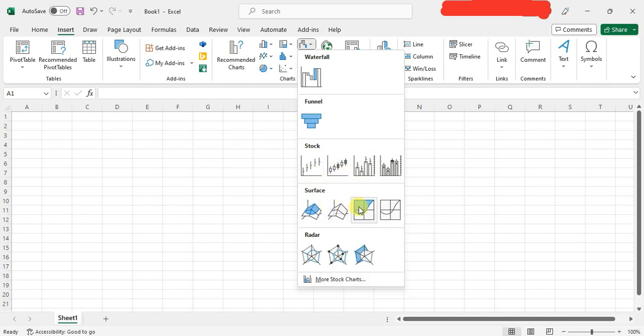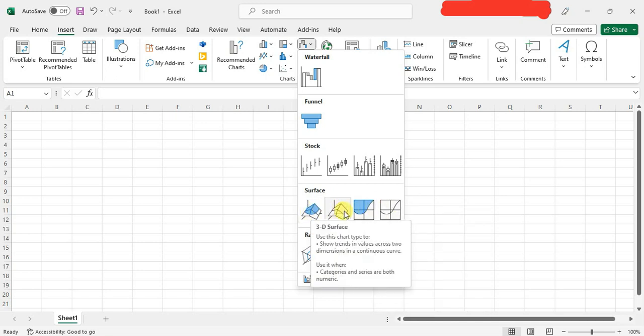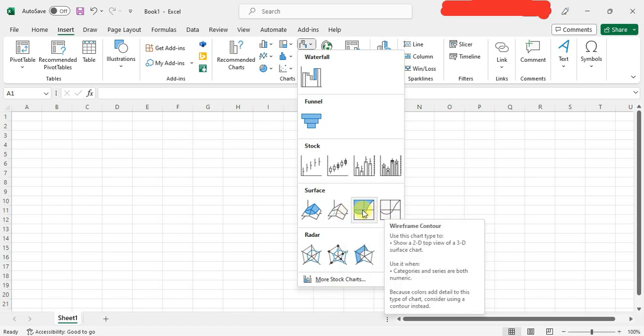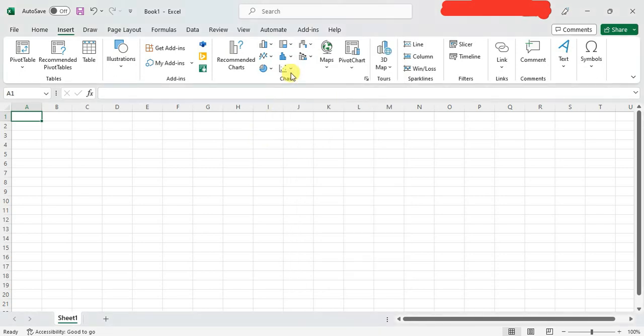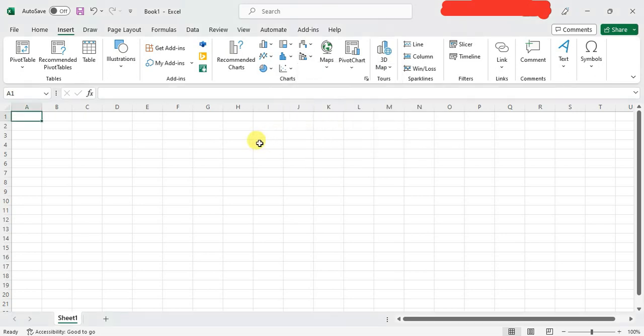Surface chart. Surface charts are three-dimensional charts that display data points on a grid, creating a surface to represent the data's values. They are useful for showing the relationships between three variables. Combo chart. Combo charts allow you to combine different chart types in a single chart, which is useful when you want to represent multiple data series with varying characteristics. These are just a few examples of the chart types you can create in Excel. Depending on your data and the story you want to tell, you can choose the appropriate chart type to effectively communicate your information.